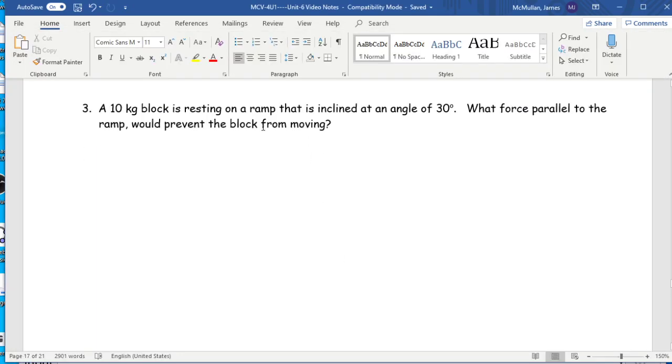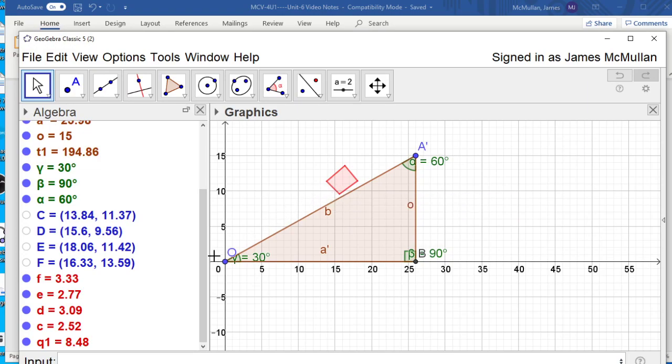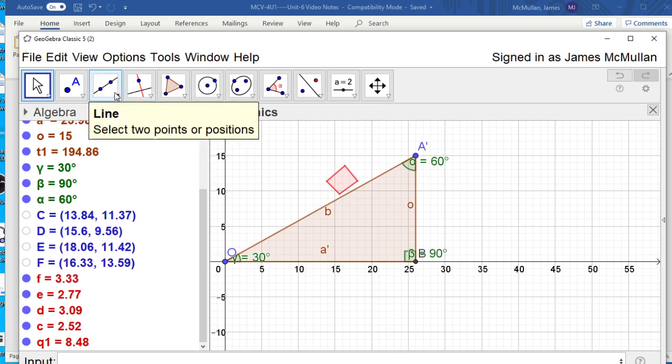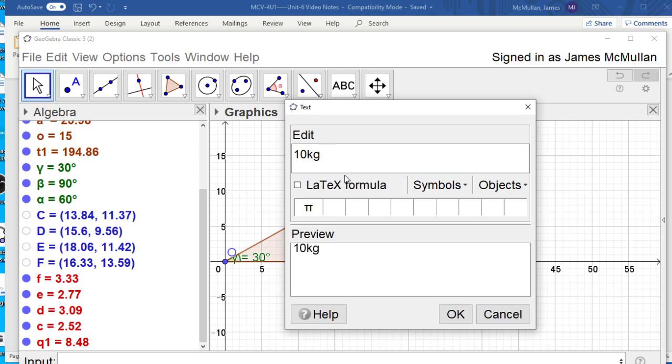Let's figure out what we're trying to do. It says a 10-kilogram block is resting on a ramp that's inclined at an angle of 30. What force parallel to the ramp would prevent the block from moving? And really, to be a little more clear, what would prevent the block from accelerating down the ramp? Obviously this thing is going to slide down the ramp, assuming there's no friction, and we're not really worried about friction for the time being. We know the thing has a mass of 10 kilograms, so let's put 10 kilograms.